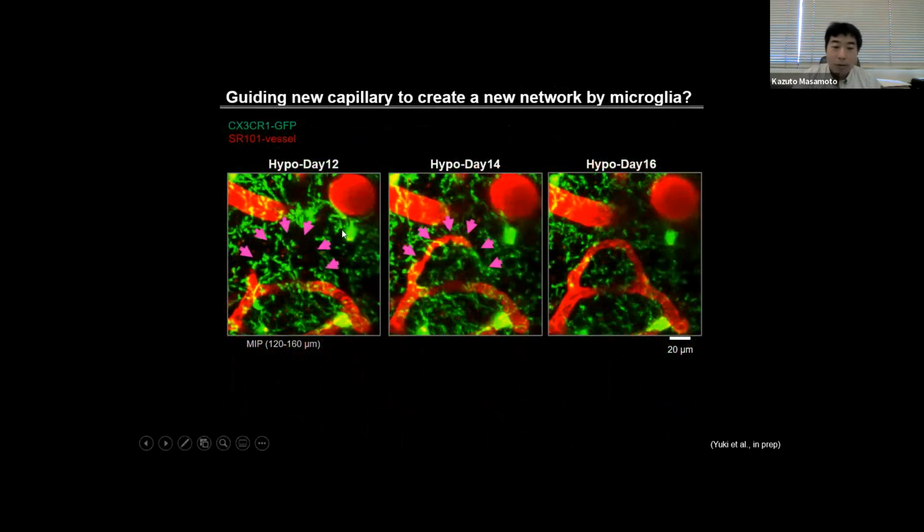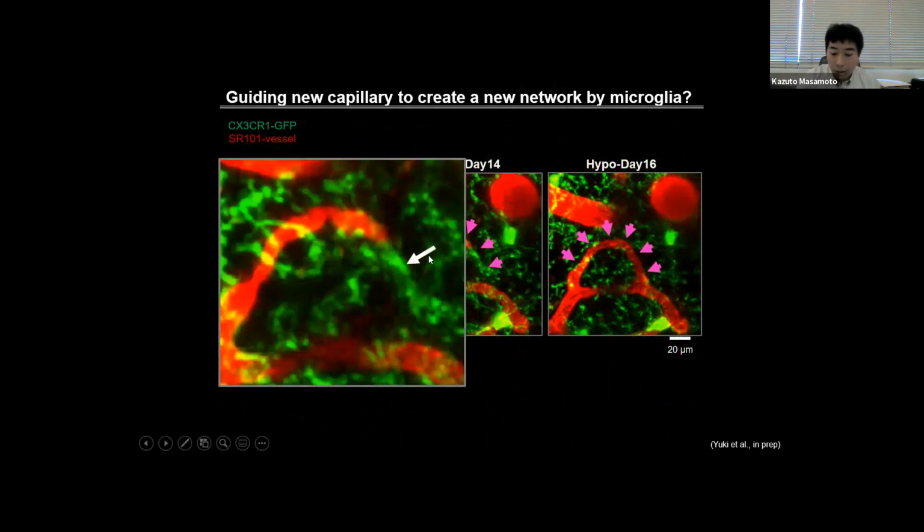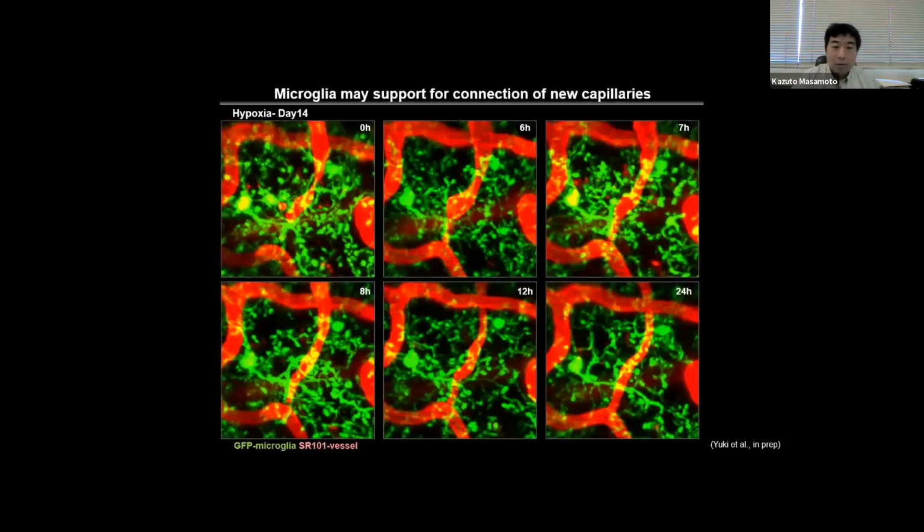So what's happening? Here a new capillary appears, and you see the start of the angiogenesis; the microglia actually seems to be guiding. Over time, we imaged at 6 hours, 8 to 12 hours. Here the new capillary is coming and connecting to this area. You see the microglia covering this point. After that, the capillary normalized and the microglia is gone. So that indicates the microglia also participate in this capillary restructuring.